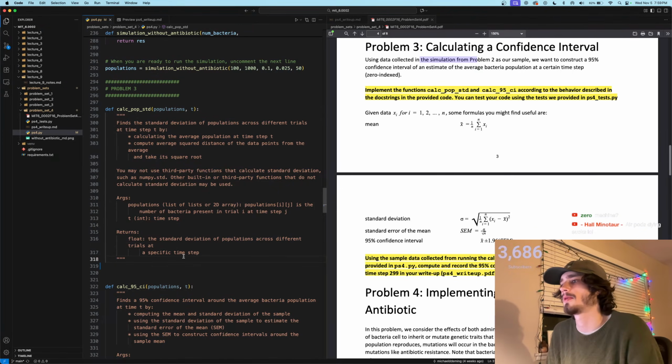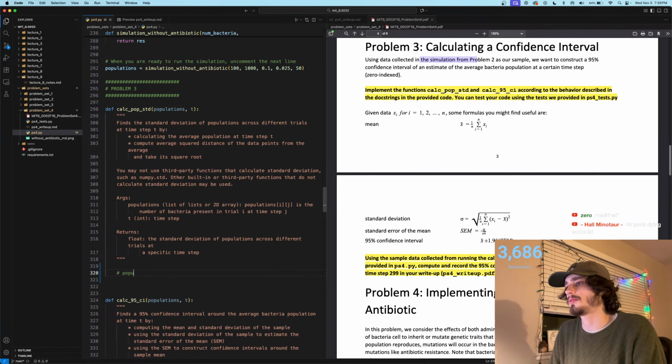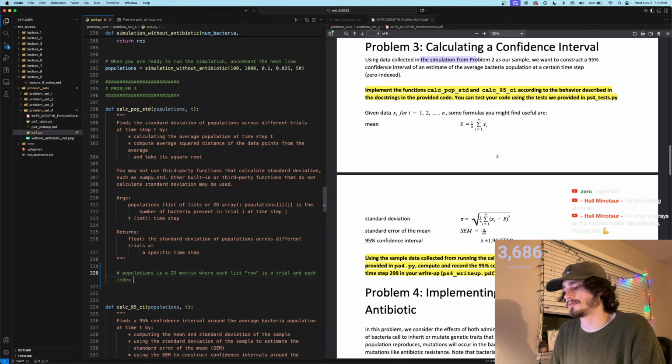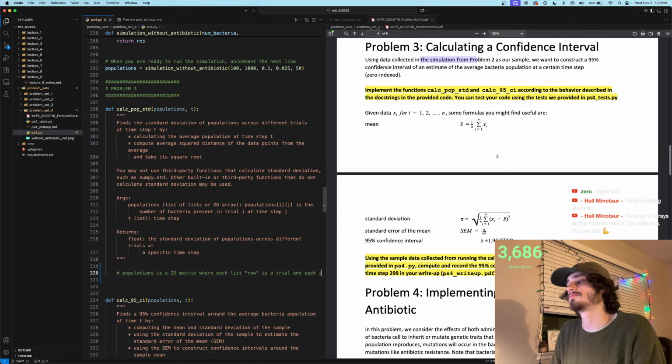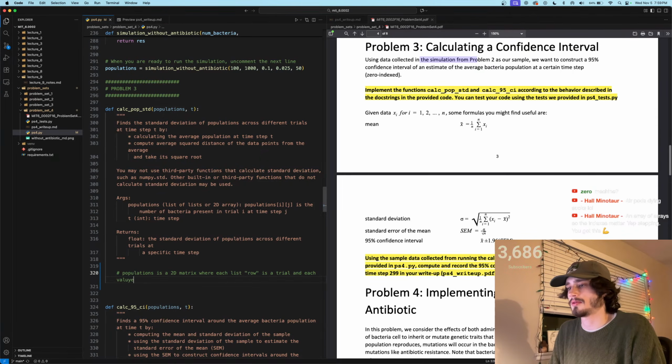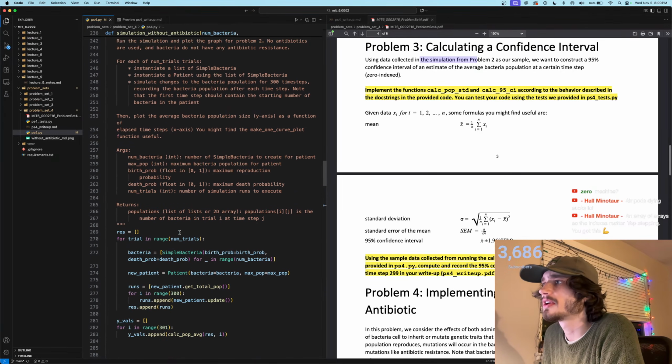Okay, got you. Cool, so let's just make a note saying that populations is a 2D matrix where each list row is a trial and each index is each value in the row is a, what was it again?